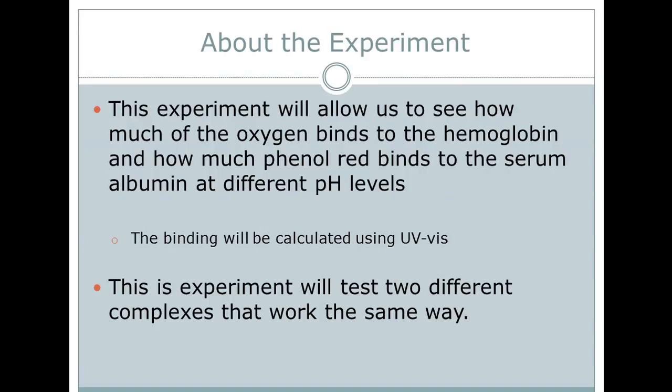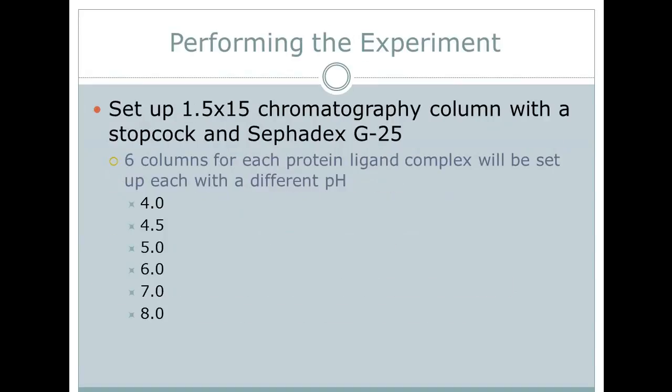In this experiment, we will test two different ways that the affinity for protein-ligand interaction can be studied. One, oxygen and CO2 binding to hemoglobin, and two, phenol red binding to serum albumin.